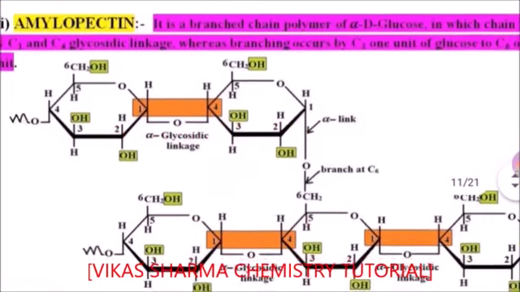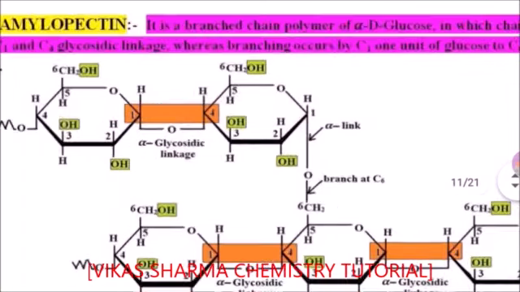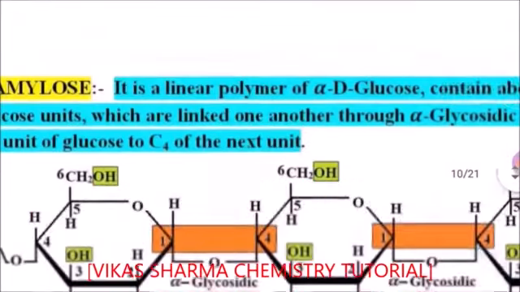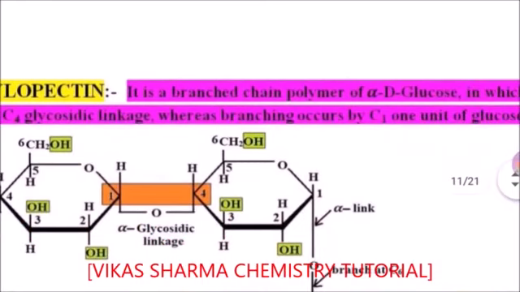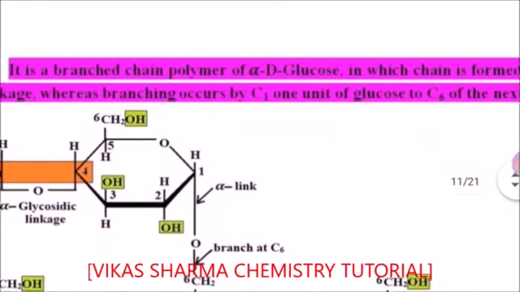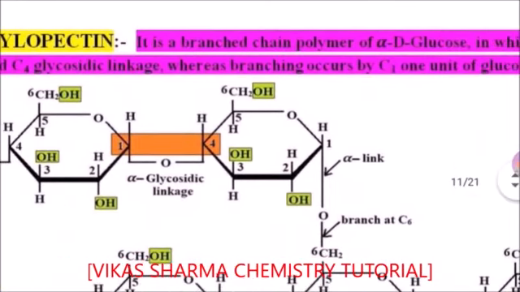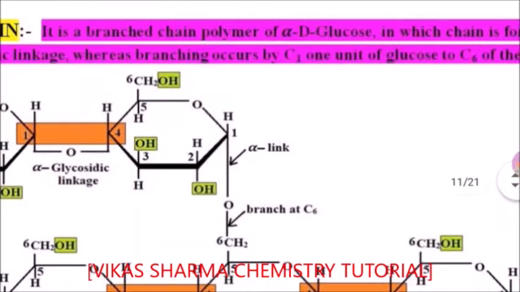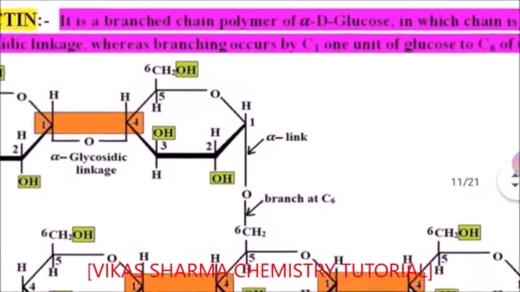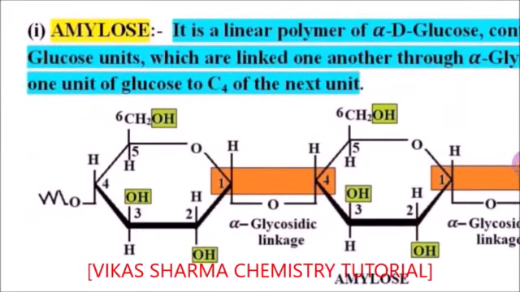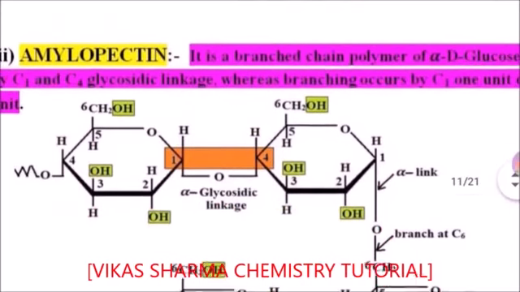Next we discuss the second unit, which is known as amylopectin. In comparison with the first one, amylose is a linear polymer, but amylopectin is a branched polymer of alpha D glucose, in which the chain is formed by C1 to C4 glycosidic linkage, whereas branching occurs by C1 of one unit of glucose to C6 of the next unit. So when we distinguish, amylose is a straight chain polymer, but amylopectin is a branched chain polymer.